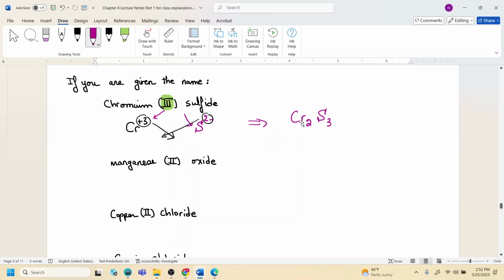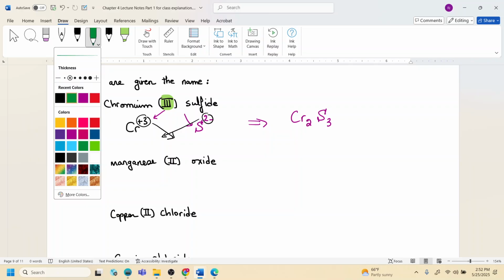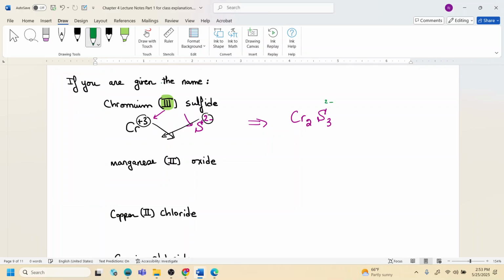So here, for the chromium, I say, okay, the sulfur is going to be 2 minus. This is going to be 6 minus, right? And that 6 minus has to be balanced by a 6 minus over there. So I have to multiply this by 3. So 3 times 2 is equal to 6. So now I know that the charge of the chromium has to be plus 3. This is why I have a 3 in there.